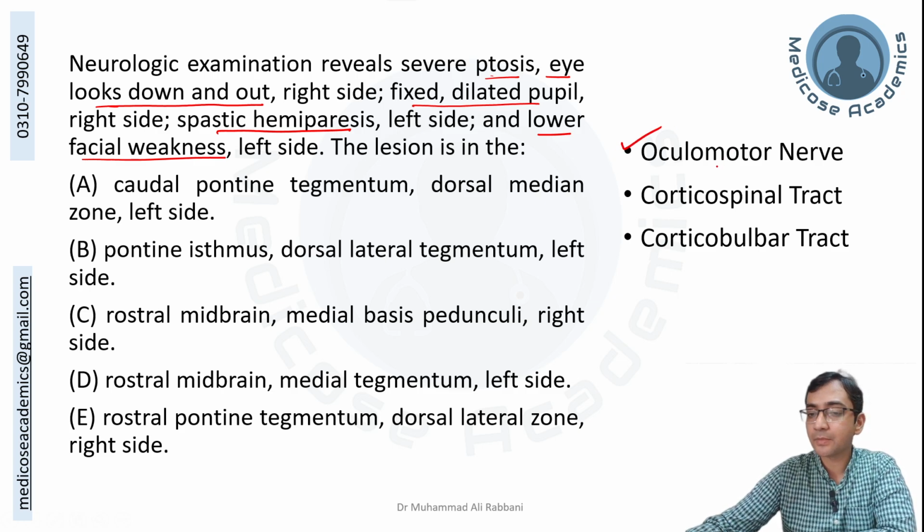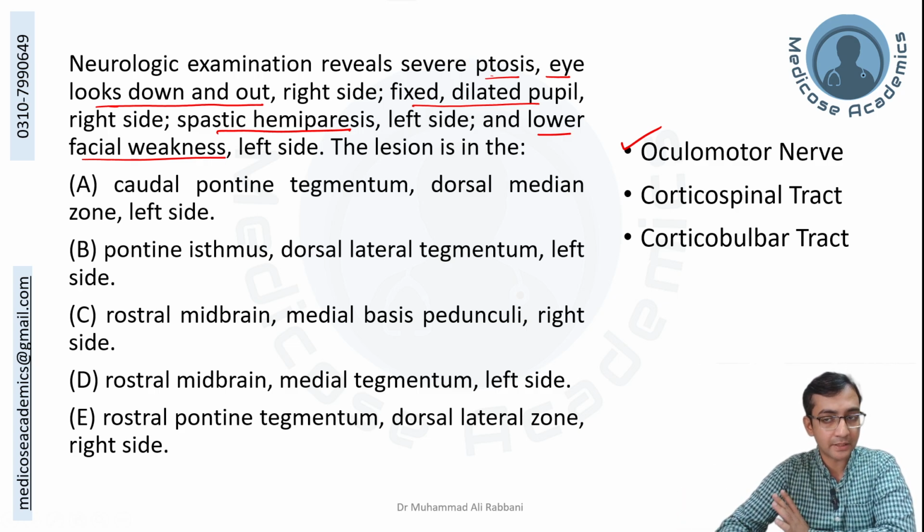Oculomotor nerve is cranial nerve number 3. It is present at the midbrain level. So whatever the lesion is, it's somewhere in the midbrain. The midbrain has the corticospinal tract, the midbrain has the corticobulbar tract. Next, what side is it?